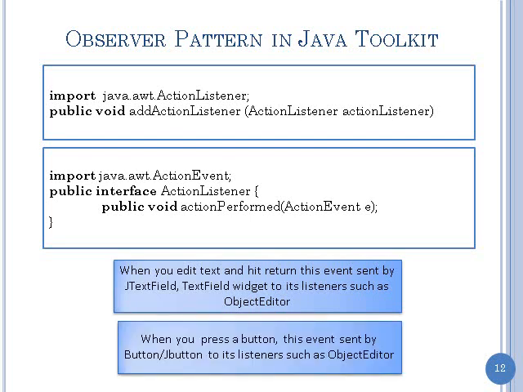Okay. So this action event is something that you can listen to from a text field, from a button, from a menu item. It's a pervasive event. It's an important event. It's a detail, but it's important.